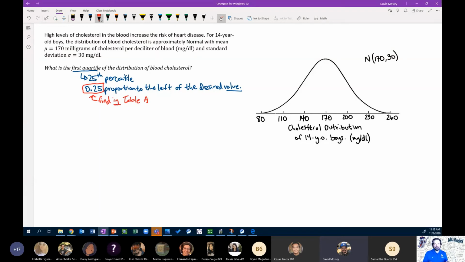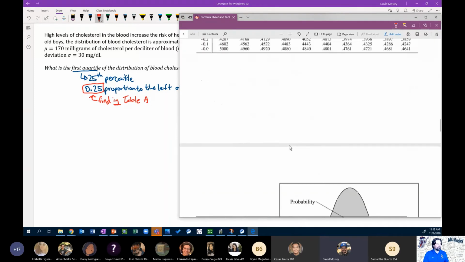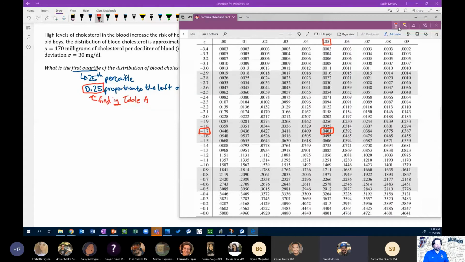The 25th percentile will be to the left of the mean. It's less than the 50th percentile. So I'm going to be looking at negative Z-scores, which means I'm going to go up to the negative ones here. And I'm looking for something as close to 0.25 as I possibly can find. We're close to 0 here, and this other corner gets close to 50%. I'm trying to find something in here.